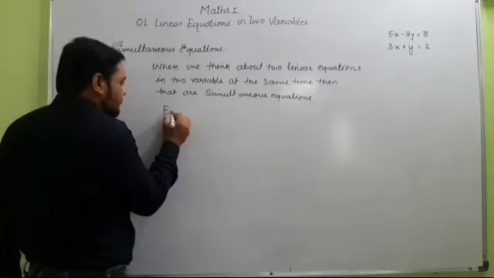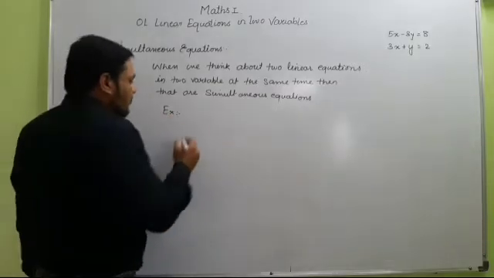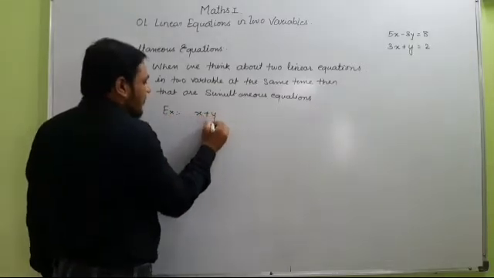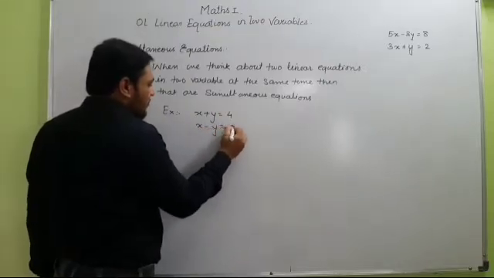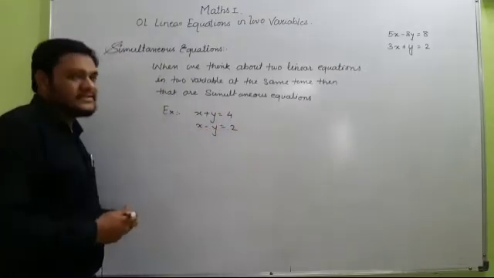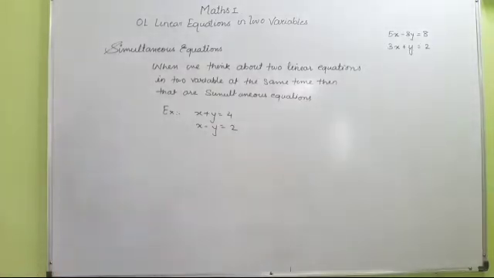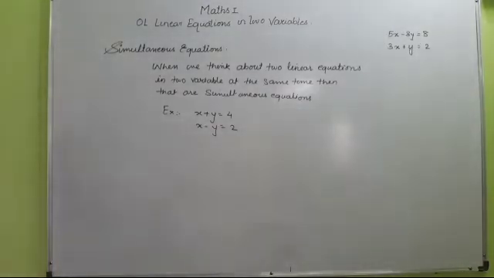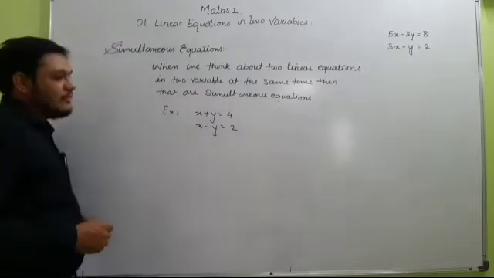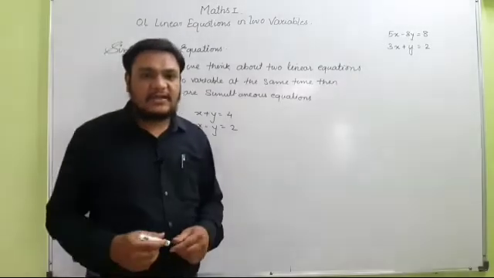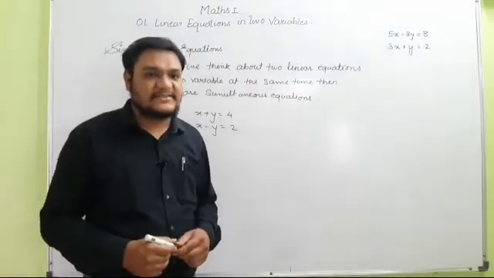Example: x plus y equal to 4 and x minus y equal to 2. Students, we know that these two equations contain two variables x and y. So simultaneous equations are two linear equations written at the same time.